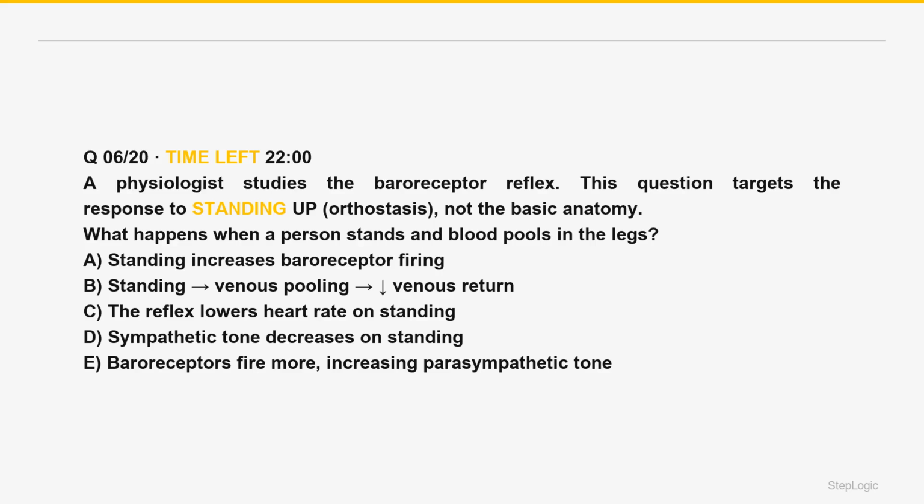What happens when a person stands and blood pools in the legs? A physiologist studies the baroreceptor reflex. This question targets the response to standing up, orthostasis, not the basic anatomy. Read the command: baroreceptor response to standing. Standing leads to decreased venous return, which leads to decreased BP, so baroreceptors fire less. That leads to increased sympathetic and decreased vagal tone, increasing heart rate and contractility. Vasoconstriction follows, and BP is restored.